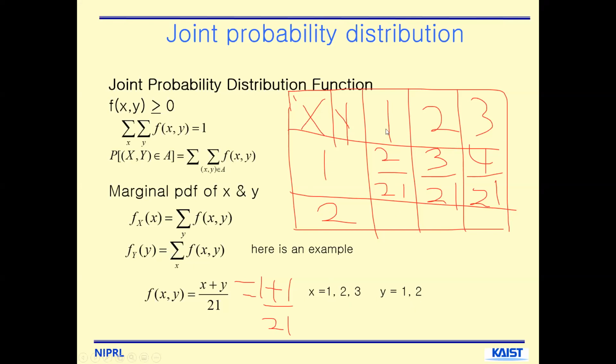When x equal to 1 and y equal to 1, that's going to be 1 plus 1, that would be 2 over 21. When x equal to 2 and y equal to 1, that's going to be 3 over 21. When x equal to 3 and y equal to 1, that was going to be 4 over 21. Then you can also fill up other ones. But how are you going to know whether you are right? If you add all the probability together, it must give you 1. Watch out for a question like this where you're going to be given a function of x and y, and they are going to ask you to construct the table.